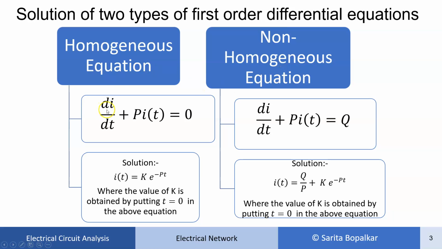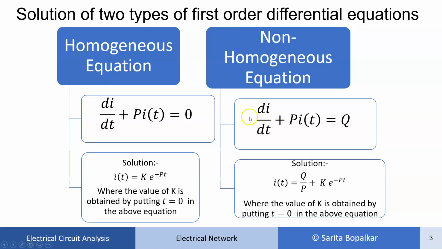See the pattern. Homogeneous equation: di by dt plus p i of t is equal to 0, where p is a constant. Solution of this homogeneous equation, meaning we want to find i of t, is i of t equal to k e raised to minus pt, where k is the value we can obtain by putting t equal to 0 in this equation.